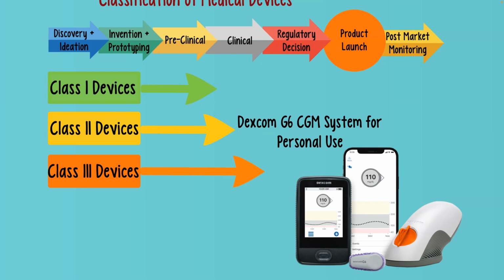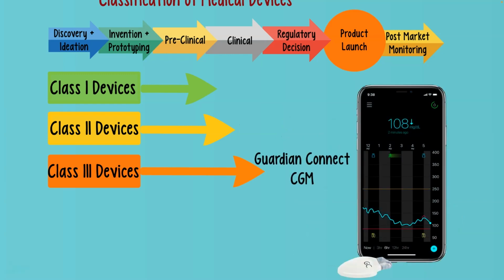Whereas a Class 3 device, the Guardian Connect CGM is an example of a Class 3 device that interacts with an implantable sensor to monitor glucose levels. So the risk level is a little bit higher, the risk is a little greater, and therefore FDA requires that these Class 3 devices have more extensive safety and efficacy data incorporated into the application.